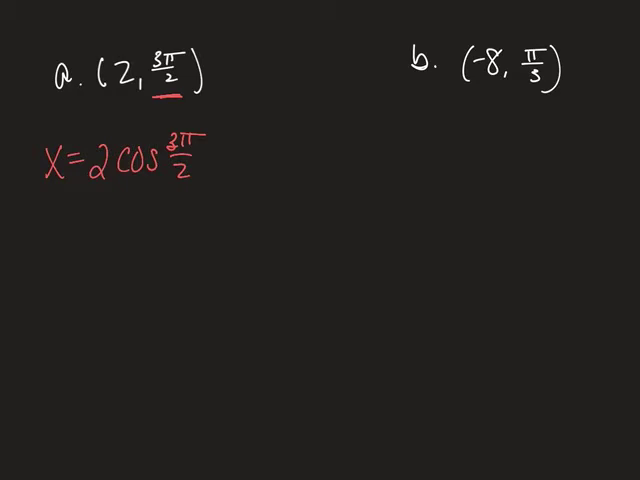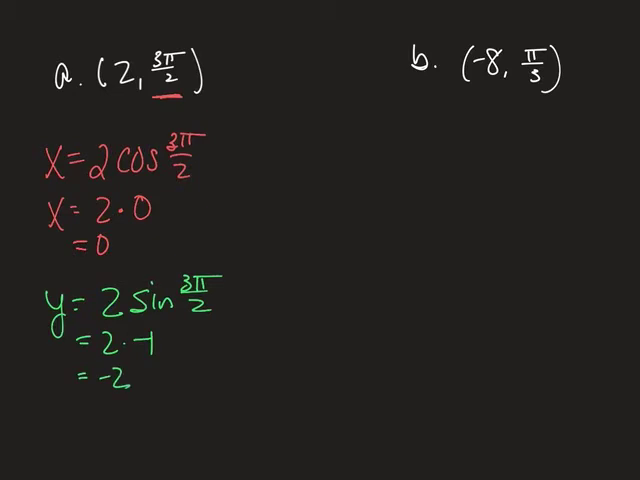So x equals 2 times the cosine of 3 pi over 2, which is 0. So that's 0. Then when I go to do the y coordinate, it's the same thing. y equals the radius times, instead of cosine, the sine. That makes sense because sine is y. So 2 times the sine of 3 pi over 2, which is -1. So it's -2. Your actual answer is 0, -2, okay?